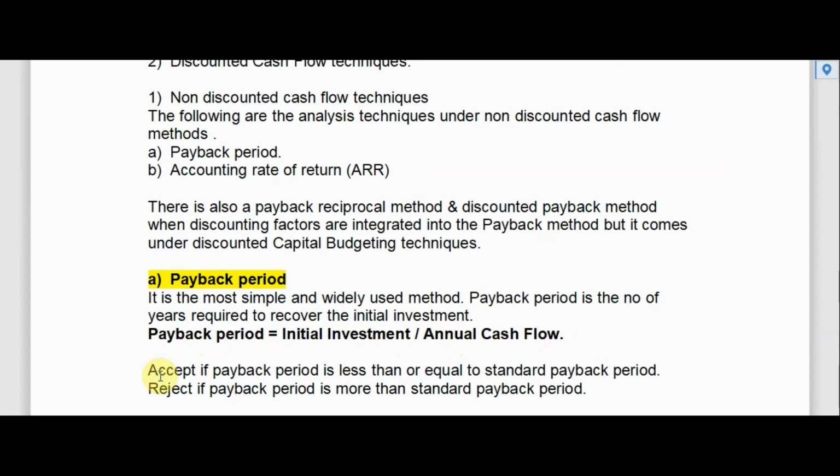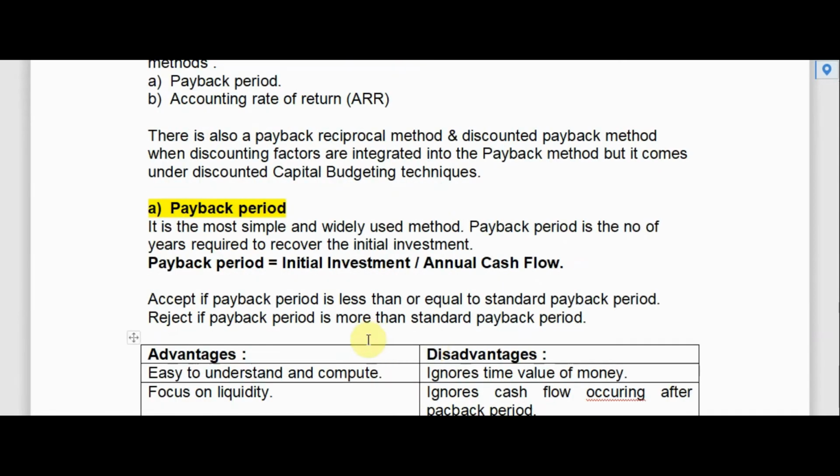What is the acceptance criteria? We will accept the project if payback period is less than or equal to standard payback period. We will reject the proposal if payback period is more than the standard payback period.